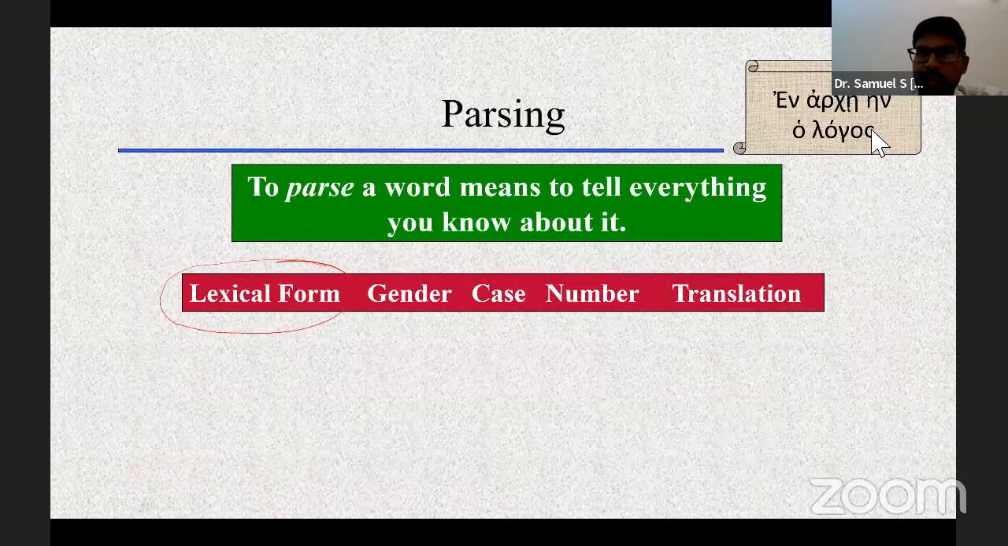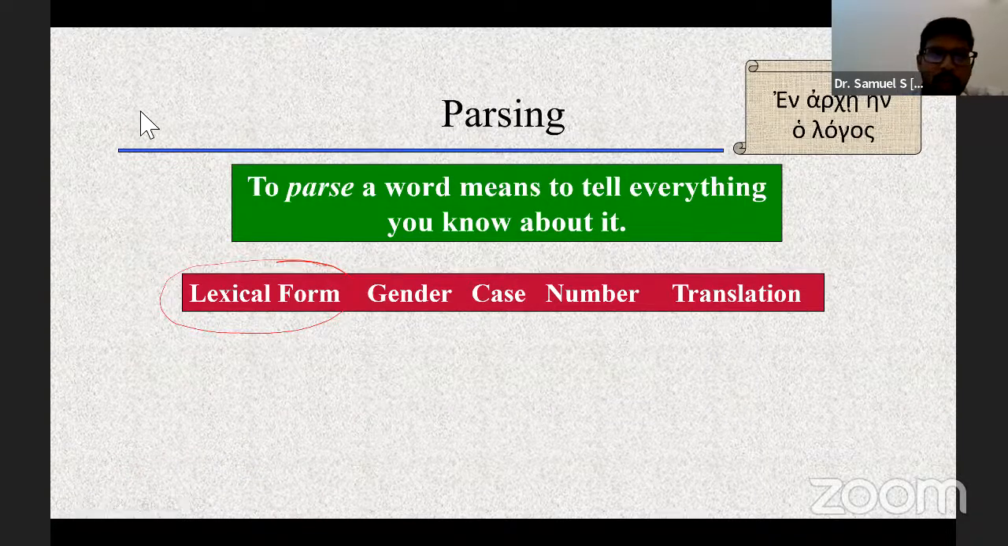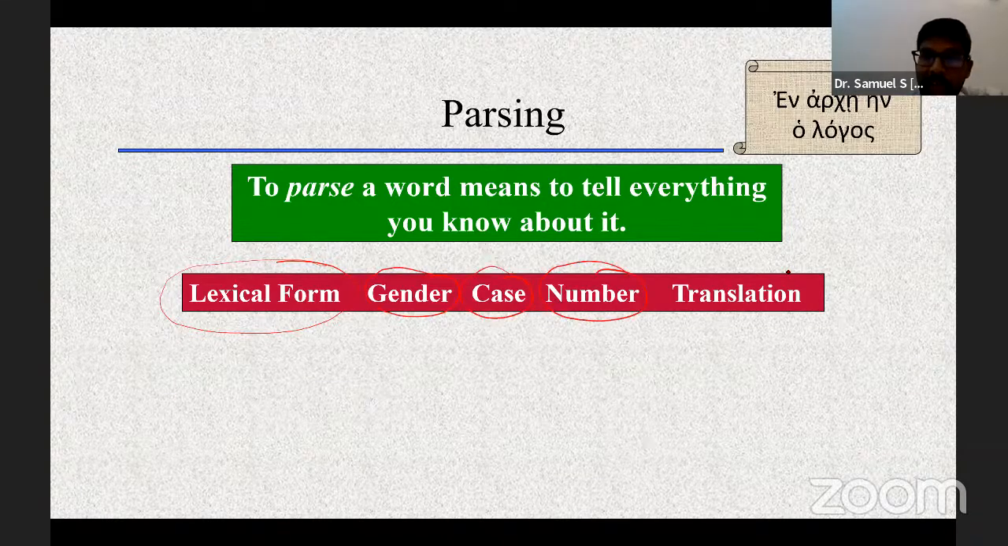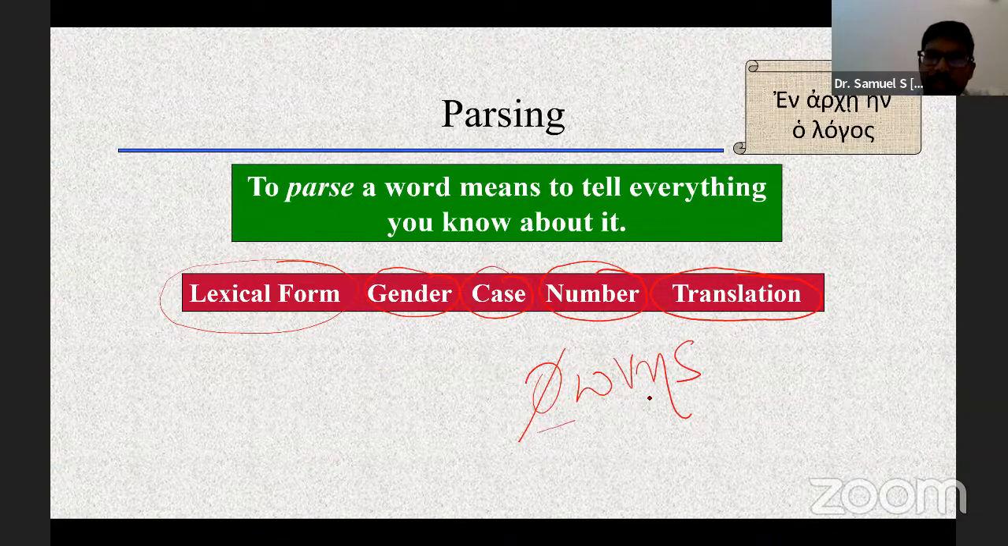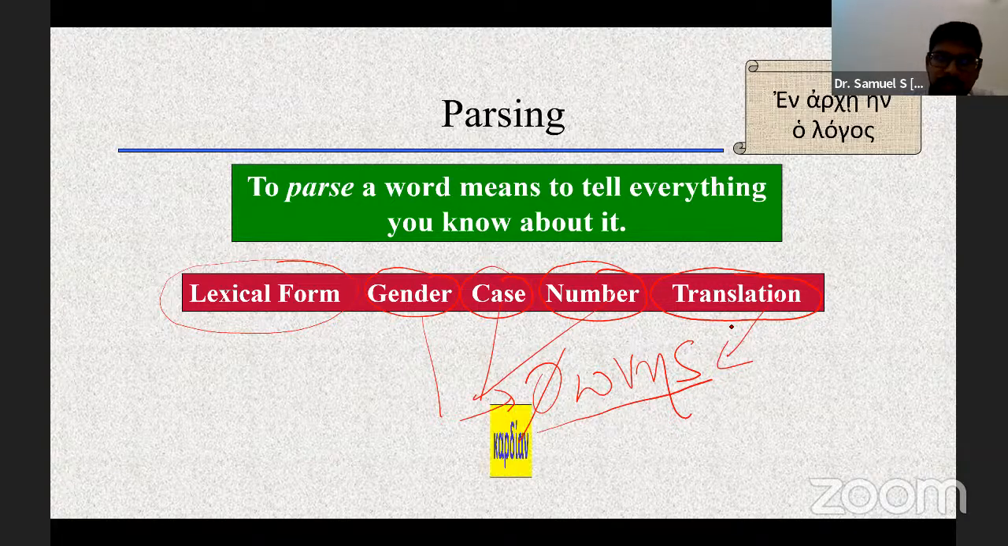So when we say parse a noun, you have to tell us what the lexical form is. You have to tell the gender. You have to tell the case. You have to tell the number. And you have to translate that noun. So for example, if I tell you phone, ace, you have to tell me what's its lexical form, what's its gender, what's its case, what's its number, how do you translate this? If I ask you to parse the noun.